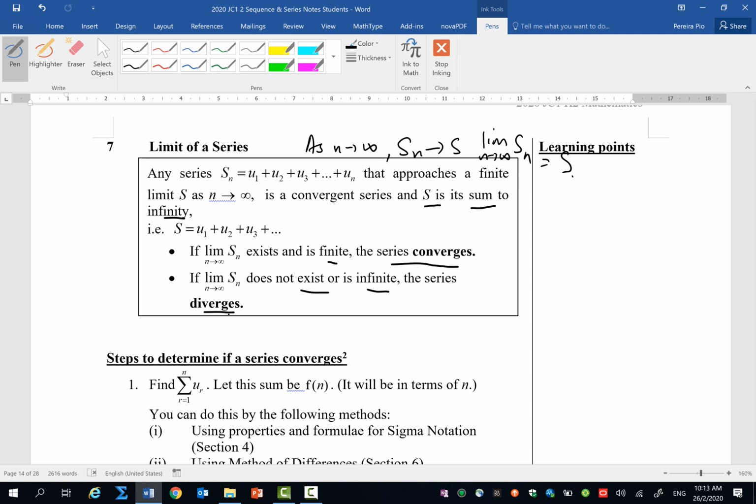Notice the logic. When you explain this, you have to be very clear. The logic has to go this way. Find the limit first, then conclude that it converges. Not converge and then find the limit. No, it's the other way.